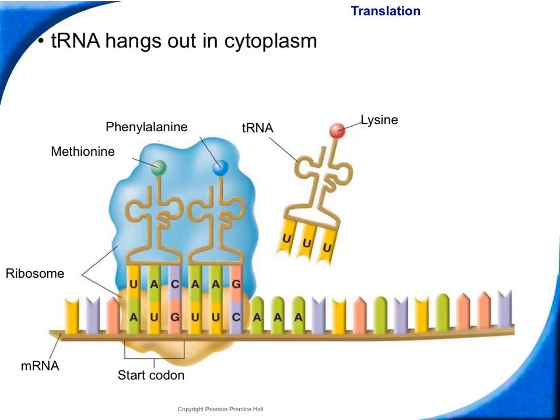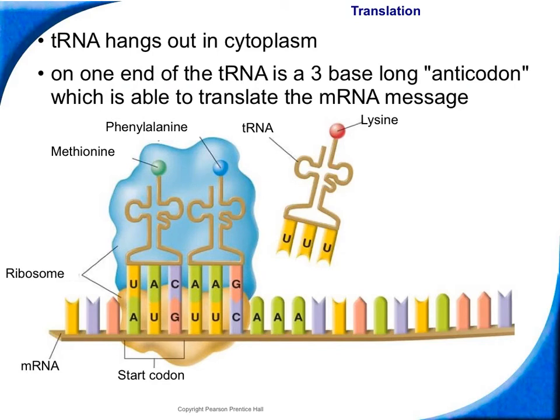Well, what the tRNA does is it just is in the cytoplasm. The mRNA made in the nucleus, the rRNA is in the ribosome, and the tRNA is just in the cytoplasm. And what it's doing is it's waiting to be called in to do some translating. And on one end of the tRNA molecule is a set of 3 bases. And these are called anticodons.